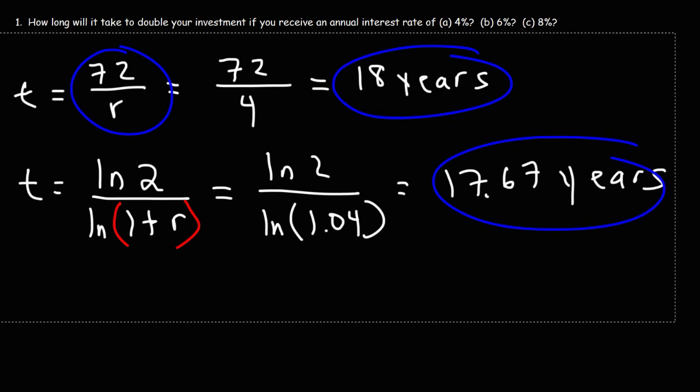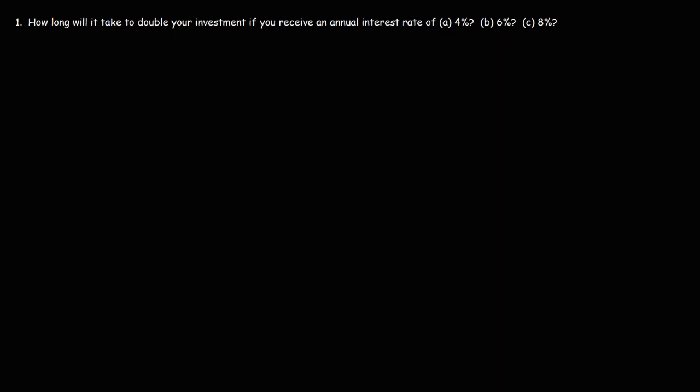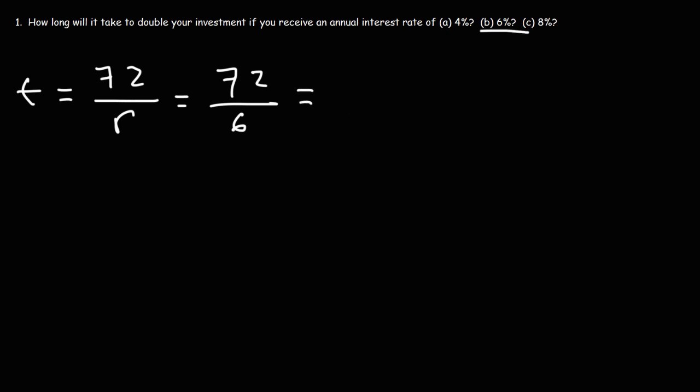Now let's move on to part B. What if the interest rate is 6%? How many years will it take to double your investment? Let's estimate it using the rule of 72. It's going to be 72 divided by the interest rate. If we take 72 and divide it by 6, because the interest rate is 6%, this will give us 12 years.